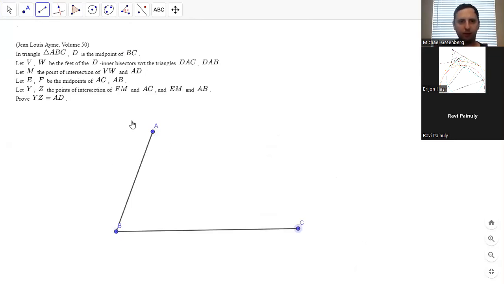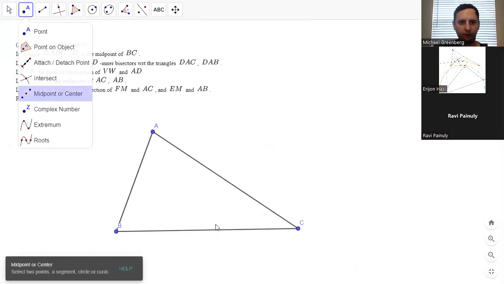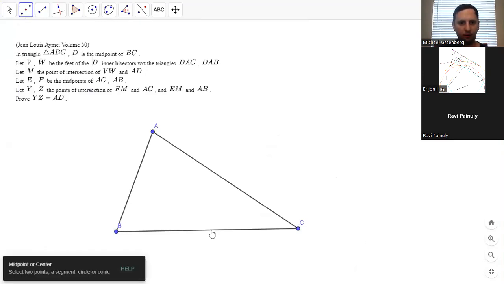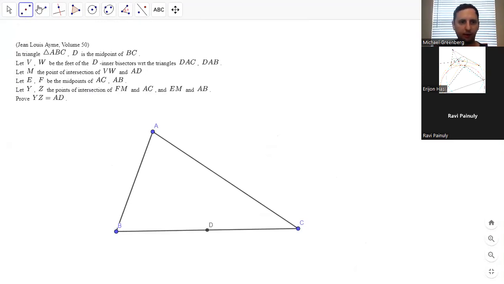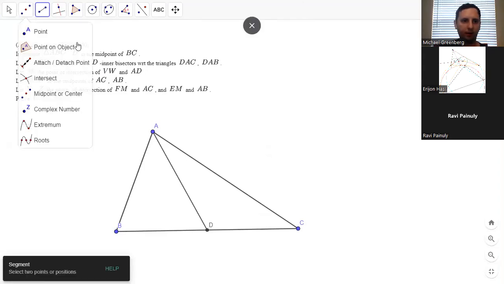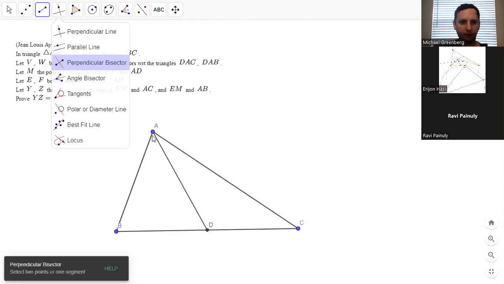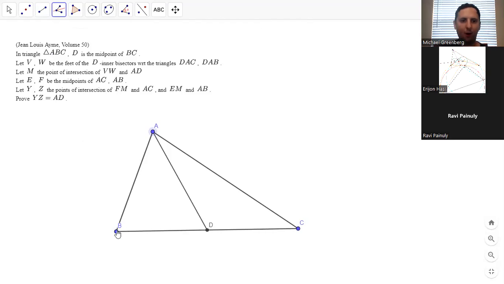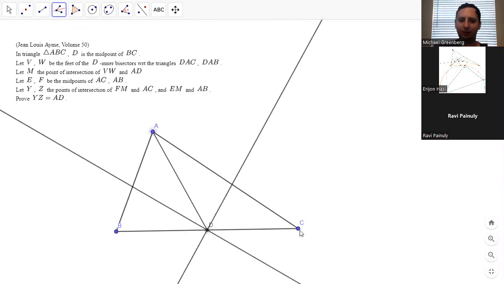And V and W are the feet of the angle bisectors of DAC and DAB. Oh, that's weird. The intersection of VW. Oh, okay. So let's draw the angle bisectors. Oh, and now I remember this one. This one is really interesting, actually, this problem.